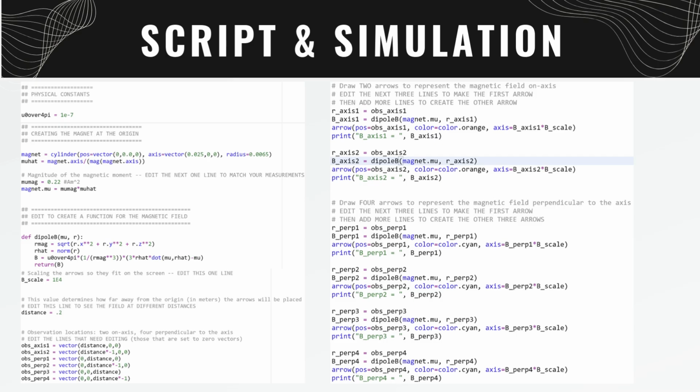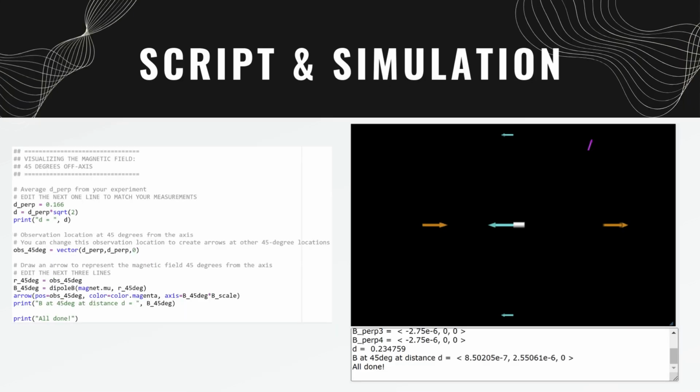First, we inputted the magnetic constant, and then modeled the magnet as a cylinder object, with our mu value as its magnetic dipole moment. We then used the Biot-Savart law to create our function for magnetic field, and solved for the magnetic field at distances on the axis, off the axis, and at 45 degrees. We modeled these magnetic field vectors as arrows, and here is our result.